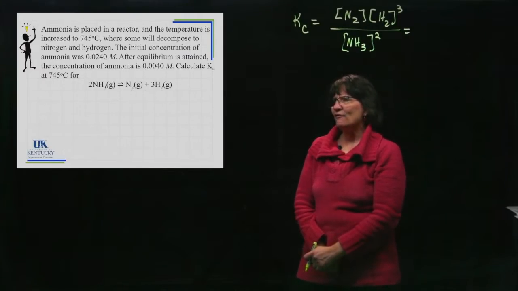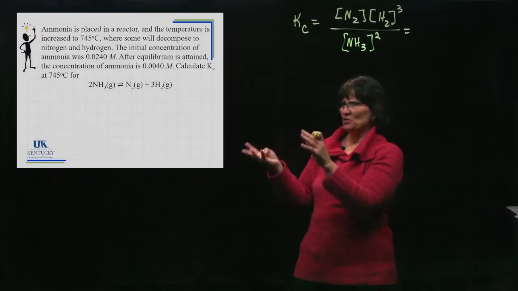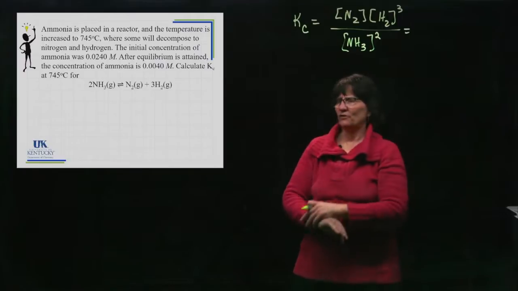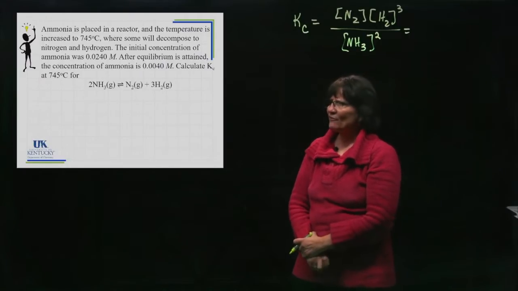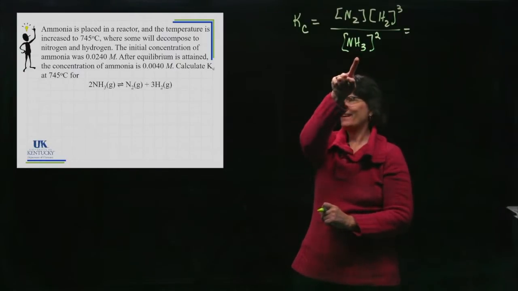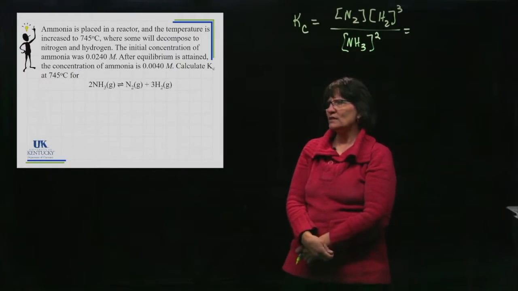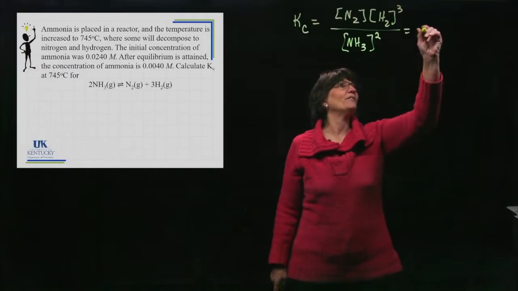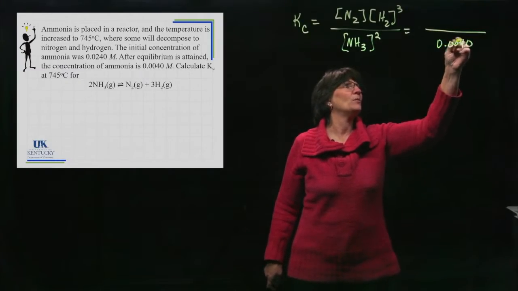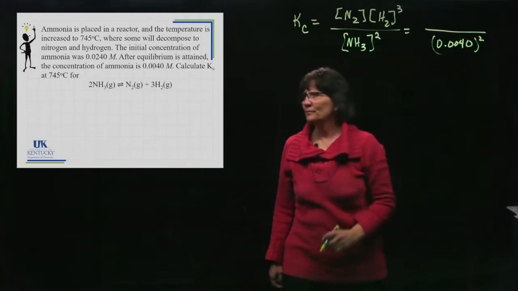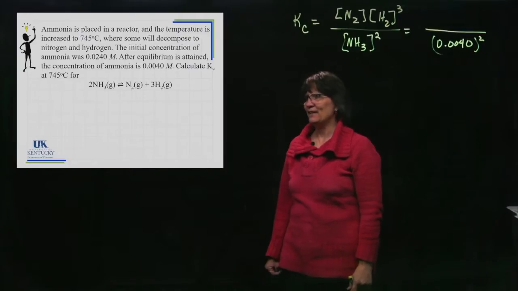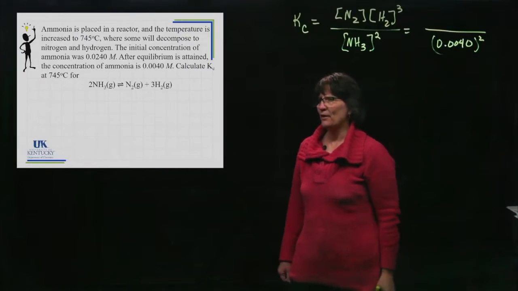It gives me a bunch of information: temperature, an initial amount of ammonia, but I put equilibrium amounts in here. And it says that after equilibrium is attained, the concentration of ammonia, that's this guy, is 0.0040. So I definitely know that bottom number, 0.0040. That one I know, but the other 2 were not given to me. They didn't give me any information about those 2, as a matter of fact.